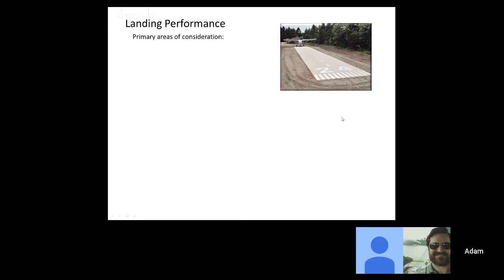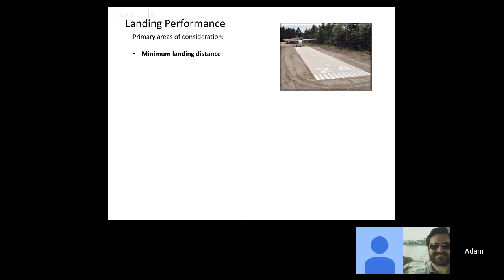Okay, landing, similar to takeoff. It happens to be a pretty important sequence of your flight. And from a planning perspective, takeoff's definitely more important because it happens to be the most dangerous statistically, but landing's right there behind it.